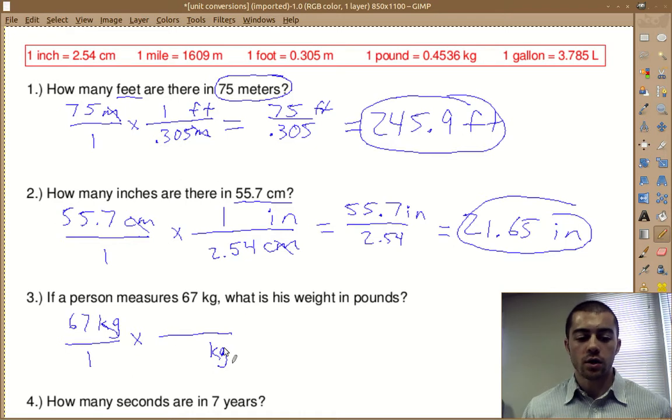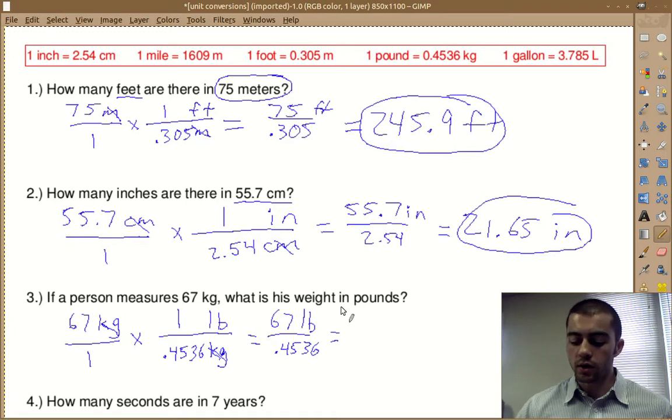right? So kilograms and kilograms will cancel out here, and we want pounds, so that's our direct conversion. We have 1 pound is 0.4536 kilograms, and that would leave us with 67 over 0.4536. So if we divide that out, again we have our units of pounds left. I'll give you guys a second to do that.